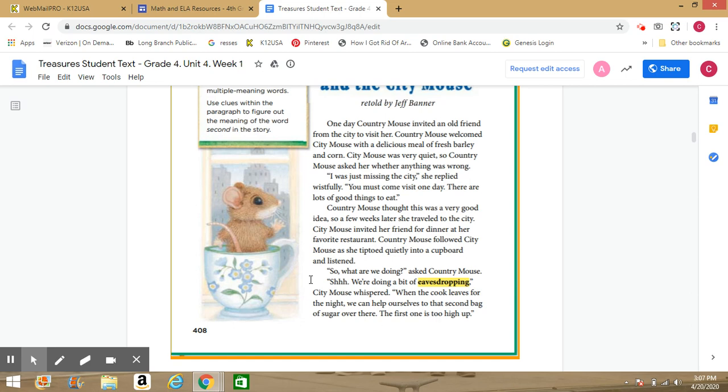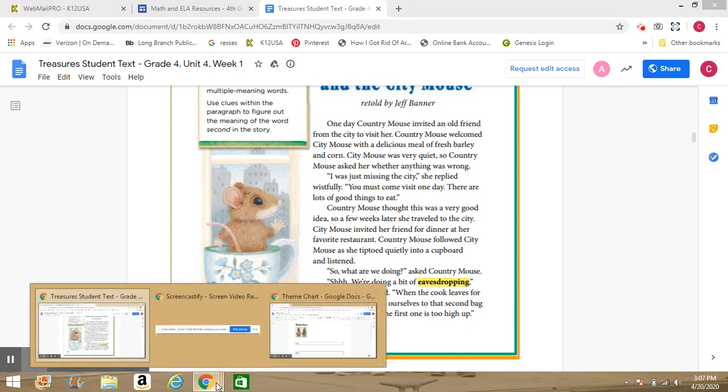These two mice are somewhere where they don't belong. They shouldn't be at this restaurant, tiptoeing around and being sneaky so that when the cook is gone, they're going to help themselves to sugar. So that is my first detail.